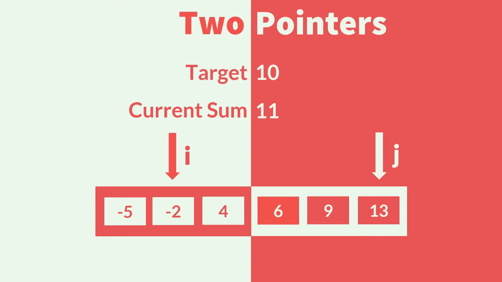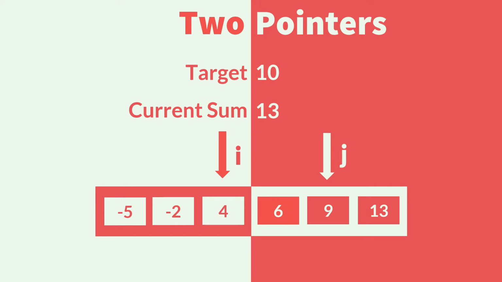So now we have minus 2 plus 13, which is 11. Now 11 is slightly greater than our target, so we need to reduce our chosen values. And to reduce our chosen values, we need to move the j pointer towards the left. So now j points to 9. So on adding minus 2 and 9, we get 7. Now 7 is lesser than target, so we move the i pointer to the right again.